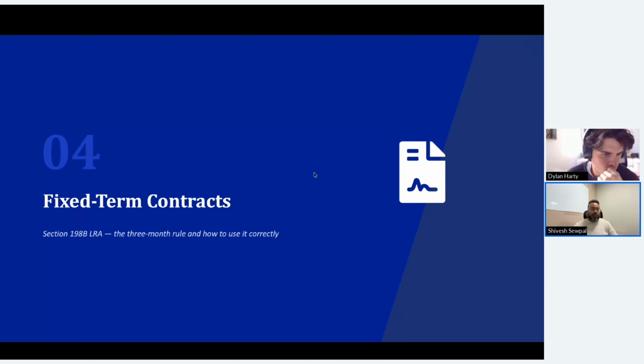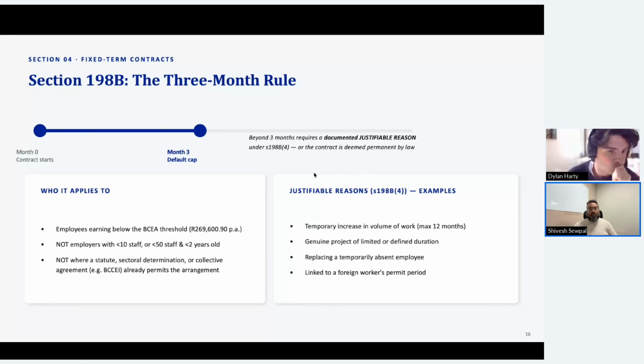Fixed-term contracts. Now let's move to fixed-term contracts, which are extremely common in construction because projects naturally have start and end dates. The problem is not using fixed-term contracts. The problem is using them incorrectly. Section 198B of the Labor Relations Act is the key provision here. The broad rule is that where Section 198B applies, a fixed-term contract may not exceed 3 months unless the employer has a justifiable reason for a longer fixed-term arrangement.